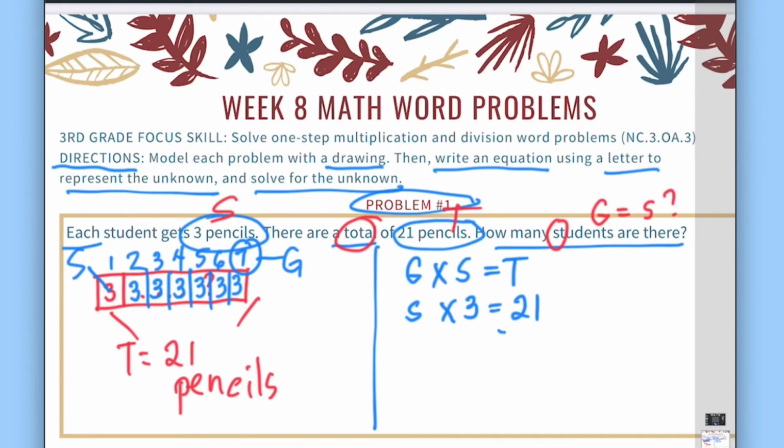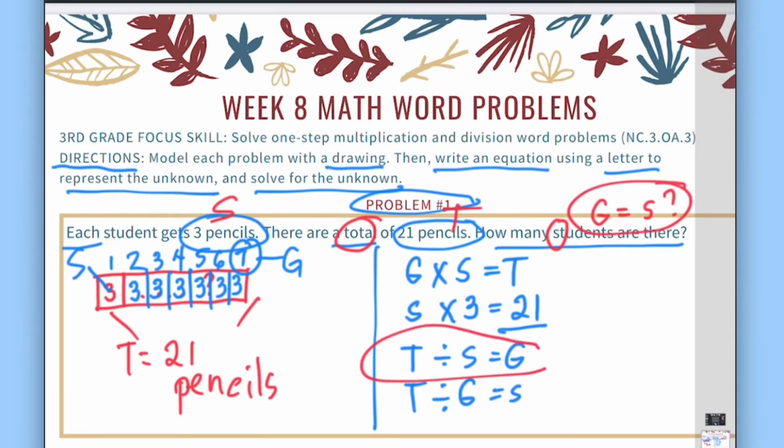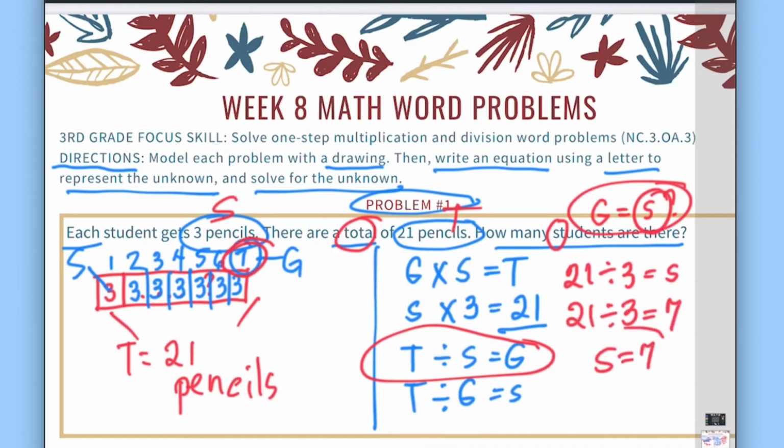So since we have our total, we know that this is division, because in division, we do T divided by S equals G, or T divided by G equals S. So since we know that the group is unknown, we can use the first equation. Let's plug or substitute the numbers given in the problem. My T is 21 divided by S, which is 3, and our unknown is the number of students or the number of groups. So now we know that there's 7. We say 21 divided by 3 equals 7. S is equal to 7.